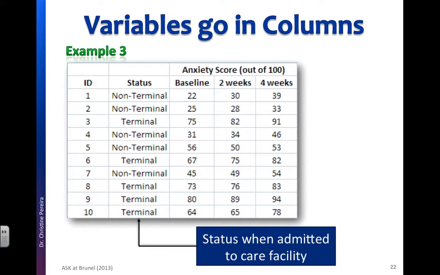Okay, the last example is with a repeated measures design. So in the second column here, I have a variable called status. So we have a group of patients and they're entering hospital. Now their status is they're either non-terminal, meaning they are going to get better and they will leave, or they're terminal, meaning they're coming to hospital and they're not going to get better and they're going to die in hospital.